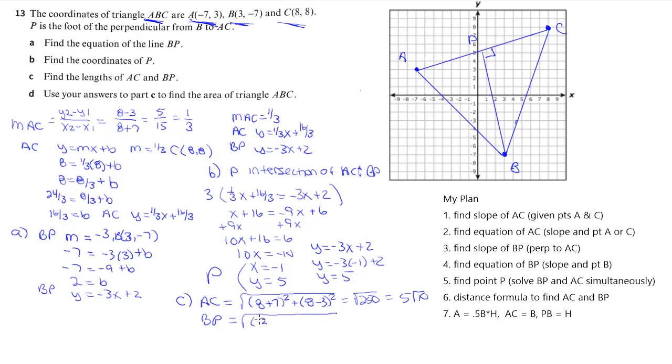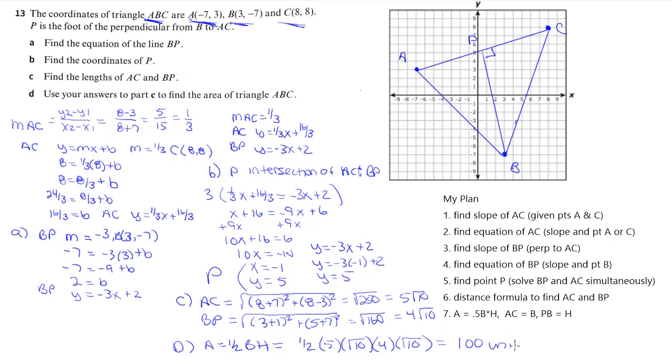And so when I do the same thing for BP, I find that length using the distance formula, because again, I got all the points. And then when I'm trying to find D, I find the area of a triangle, which is 1/2 base times height. In this case, the base is AC, and the height is going to be the perpendicular line from the base, so that's going to be BP, which I've already figured out both of those.